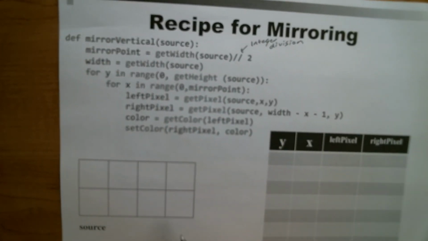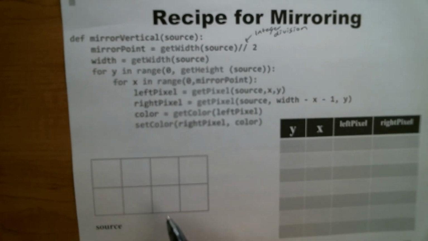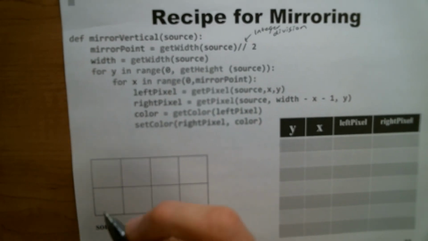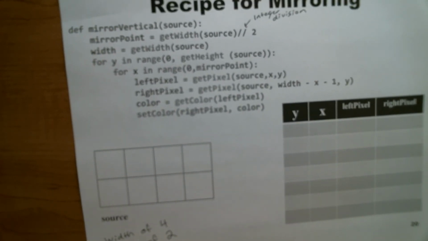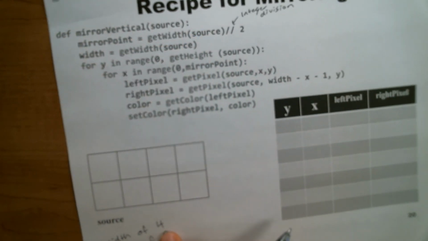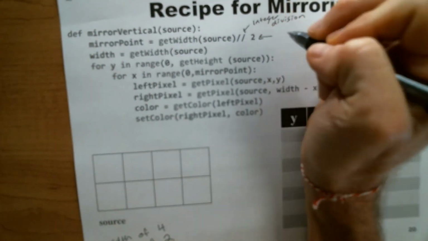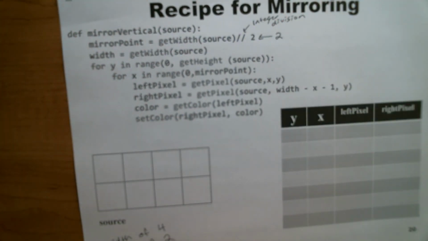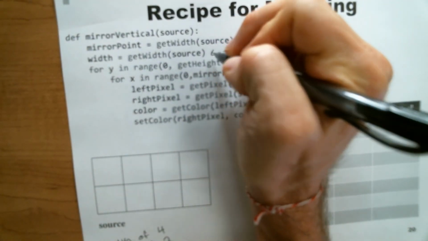Now, again, we're going to use this little practice picture here. So we have a width of 4, and we have a height of 2, just for our little practice picture that we're working on here. So let's walk through this code and see what's actually going to happen. Mirror point is going to do get width divided by 2, so mirror point is going to have a 2 in it. Width is just going to have a 4 in it, because that's the width of our picture.